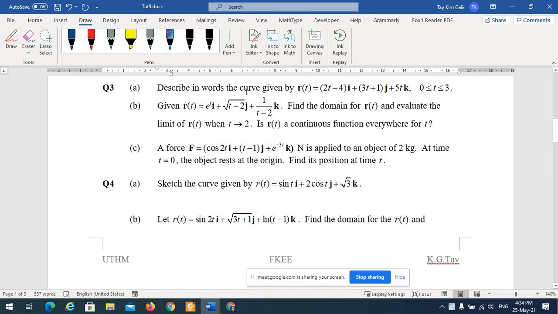Describe in words the curve given by r(t) equal to (2t minus 4)i plus (3t plus 1)j plus 5t k, where t goes from 0 up to 3.